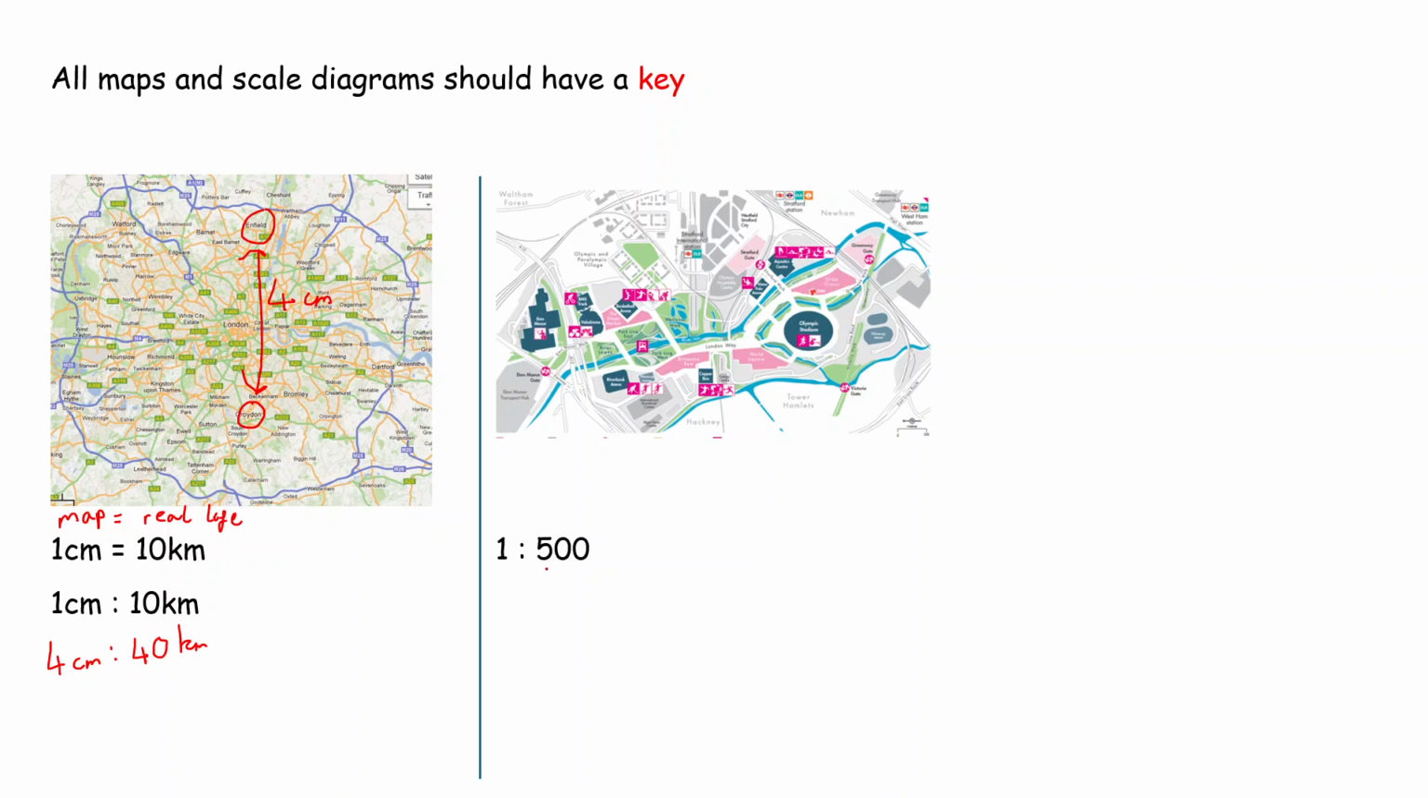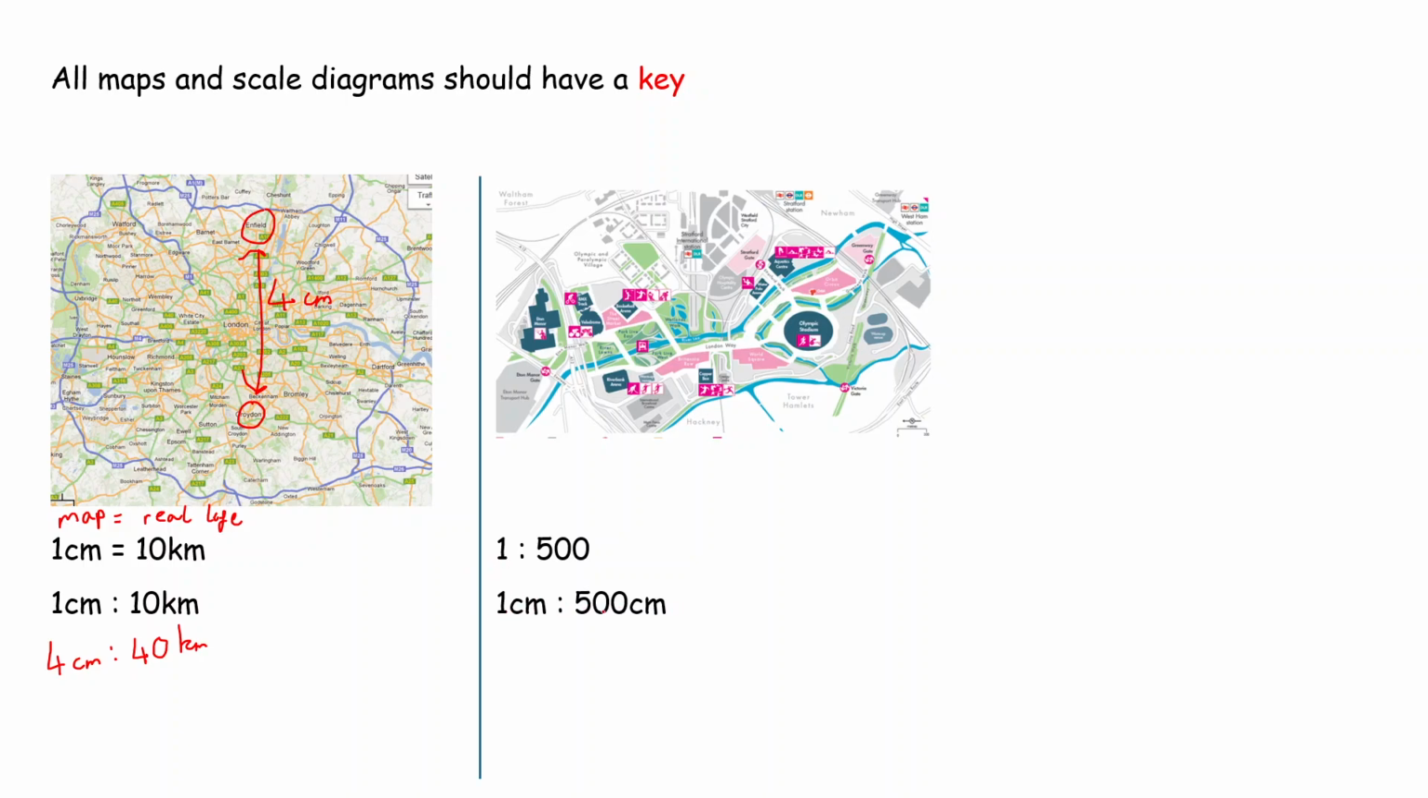And it is saying anything on the map is, so this map is 500 times smaller than it is in real life. And you can see there's no units given here, but it's just saying that in real life, it's 500 times bigger than what you can see on the map. So you can put in your own units here, and it could be useful to put something like this, that 1 centimeter to 500 centimeters.